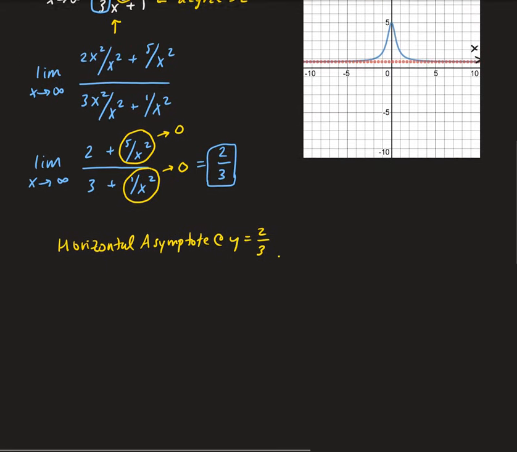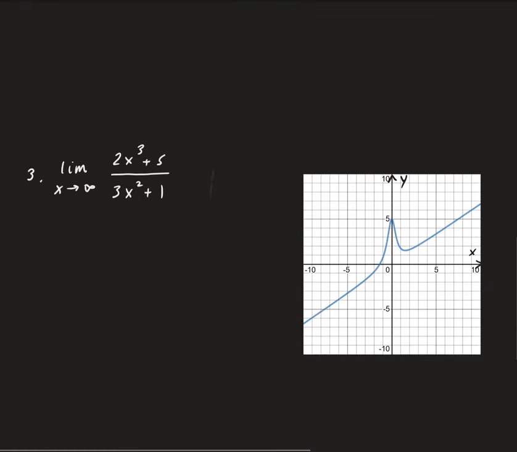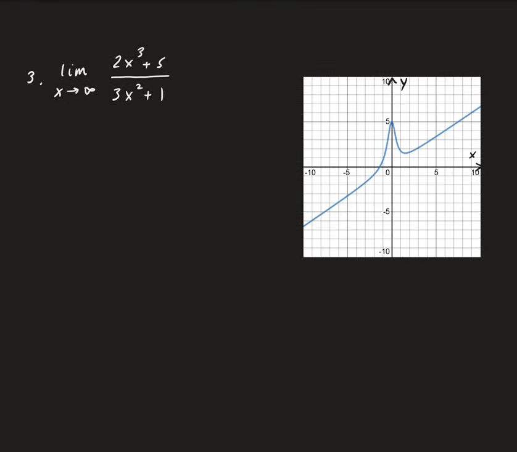All right, so third limit. Again, we identify the largest degree in the denominator. In this case, it's x squared. So we can rewrite this as 2x cubed over x squared plus 5 over x squared, all divided by 3x squared over x squared plus 1 over x squared. So we're going to take the limit of this as x approaches infinity.